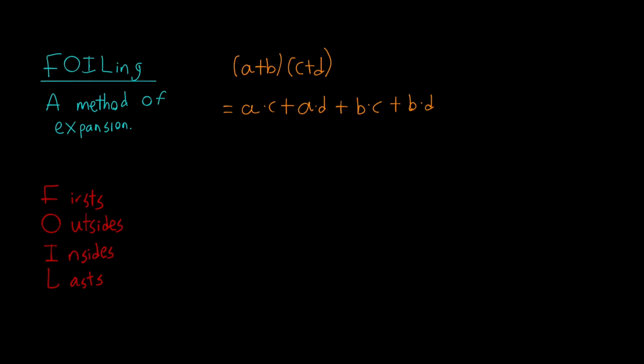And we can see here that the FOIL acronym breaks down to F standing for firsts, followed by outsides, insides, and lasts. So if I were to put arrows as displayed on the screen here, what I would get is an arrow going between A and C that represents firsts, then an arrow going from A to D that multiplies the outsides, and from B to C we can multiply the insides. Finally, from B to D we get our lasts, and that's exactly what is outlined right here.